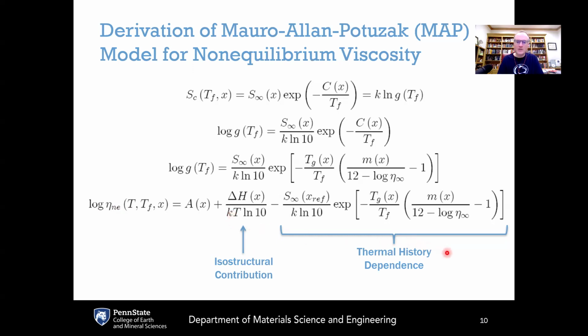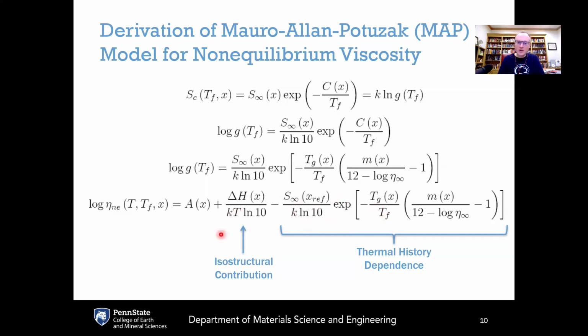Now, the next term here is the thermal history dependence of the viscosity. And this is a bit more complicated here. This is a constant here, and then it depends on the glass transition temperature, the fragility, and the fictive temperature. But note in the second part of the equation here that the temperature itself does not appear. In other words, this second term considers that the fictive temperature is changing, the Tf appears in this part, but the T itself is constant.